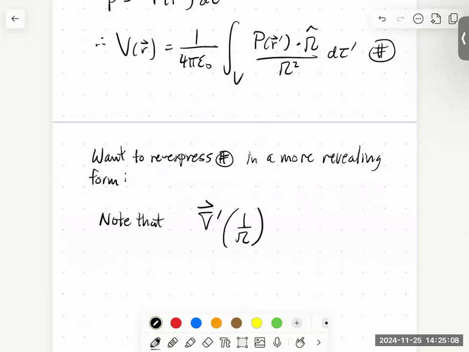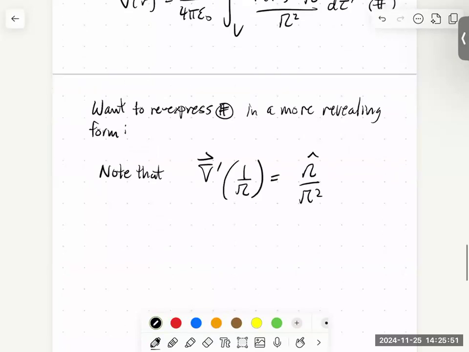This means I'm going to take the gradient, but with respect to the primed coordinates of script r. So remember, script r is r without a prime minus r with a prime. And so we're going to try to evaluate this derivative. My claim is that this is going to be equal to r hat over r squared. If that's true, then I can make this replacement in here, and then we can do some manipulations. You can kind of see that we're going to get some gradients in a volume integral. That kind of looks like divergence theorem, and that might help us.